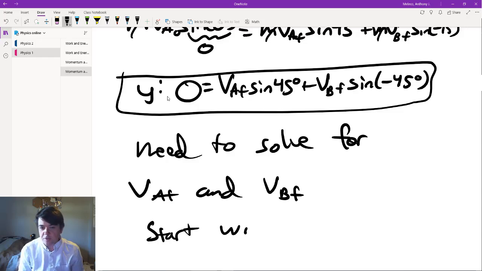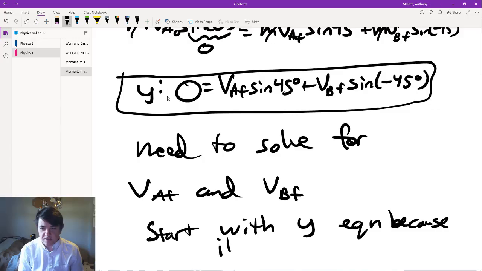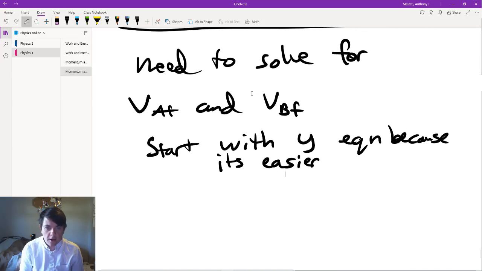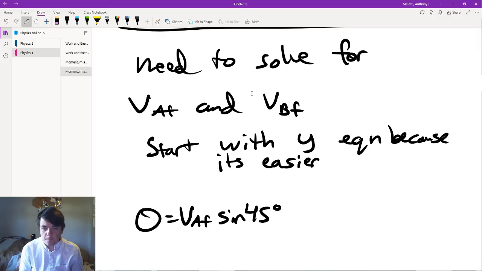I'm going to start with the y equation because it's easier. Okay. So we have our y equation: 0 equals VAF sine 45 degrees plus VBF sine minus 45 degrees.